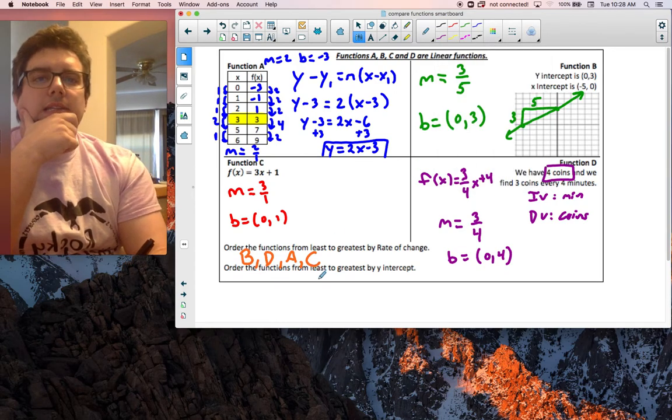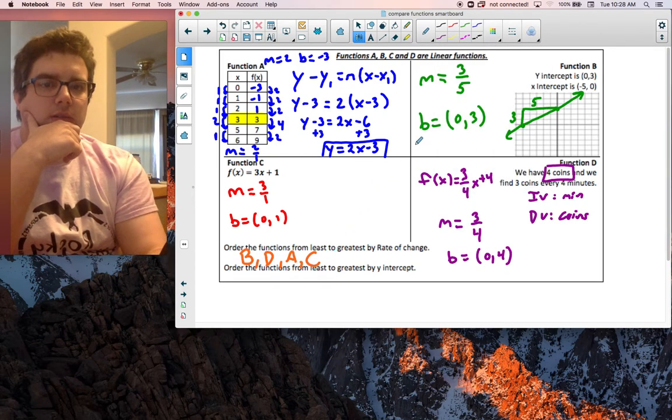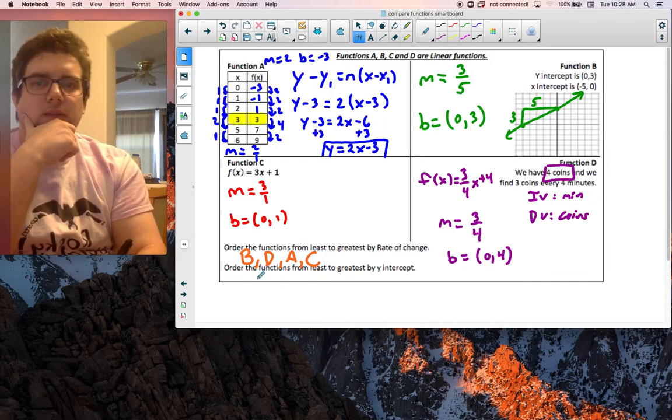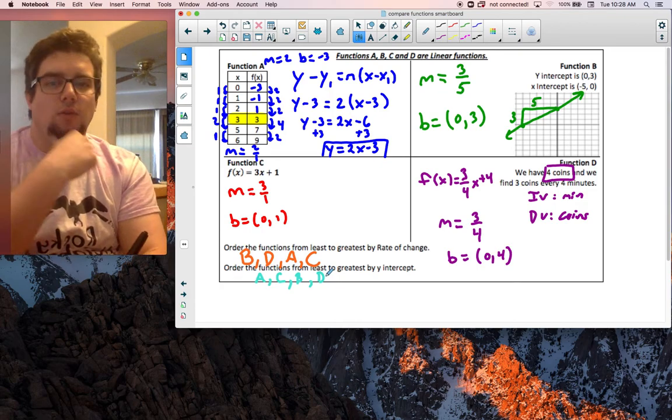Our least y-intercept is -3a. Next smallest is c at 1. Then it's b at 3. And then it's d at 4.